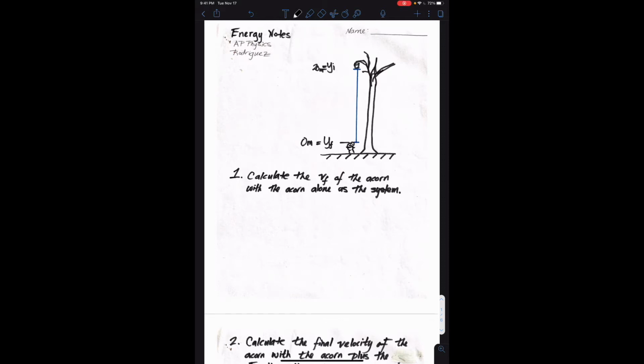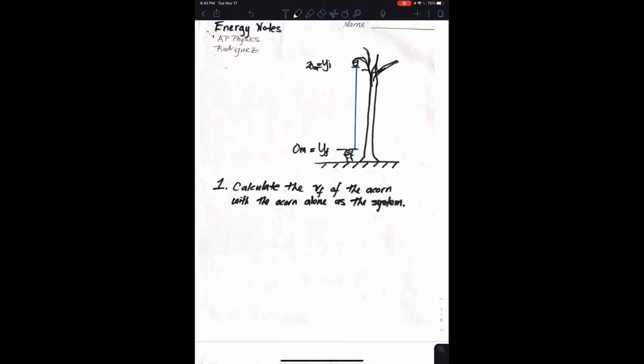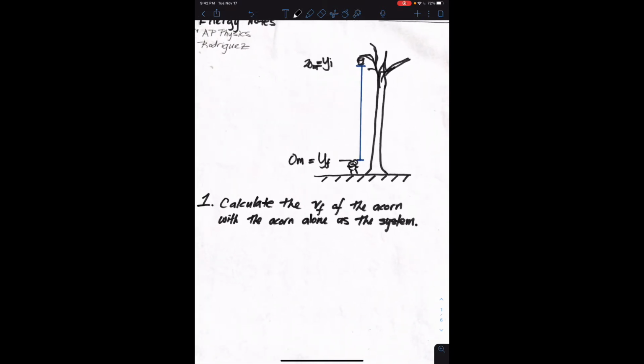So this is a conservation of energy lecture, and we're going to talk about some examples here, and also talk about how we deal with thermal energy, and when that shows up in our conservation of energy equation, and whether we call it delta U internal or delta E thermal. We'll talk about that.